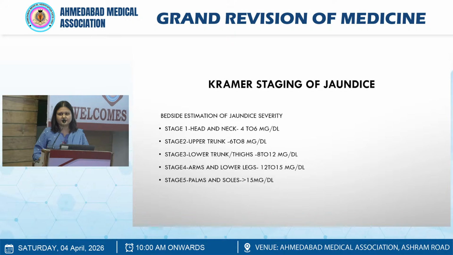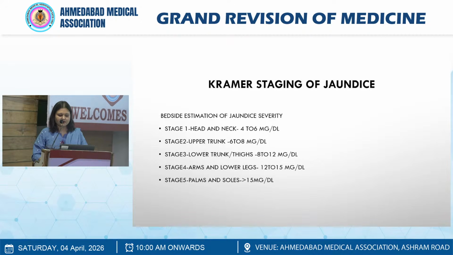Now this is the Kramer staging of jaundice. Usually we apply this staging for neonatal jaundice. We can estimate the amount of jaundice depending on the body parts involved. Stage 1, head and neck. So the bilirubin level is 4 to 6 milligram per deciliter. It is just an estimation.